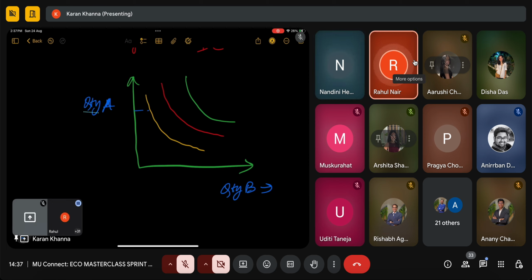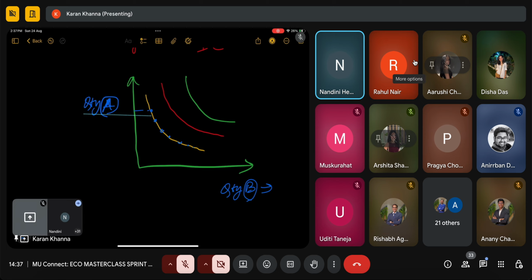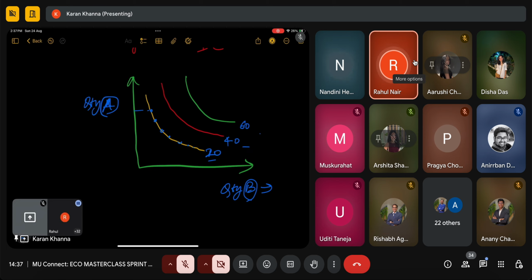So basically, every curve has a different level of satisfaction. These points are the different combinations of quantity of A and quantity of B, and this gives one level of satisfaction. Suppose it gives satisfaction of 20 units. As it goes up, satisfaction increases. This gives satisfaction of 20 units, this gives 40 units, this gives 60 units, right? And here there are different combinations of quantity A and quantity B. Correct. Yes. Any other doubt? Price is not in this, right? That's why I'm telling you, it's different.